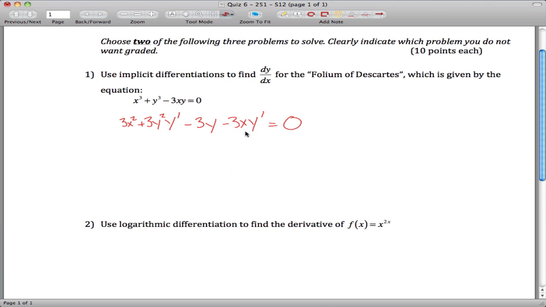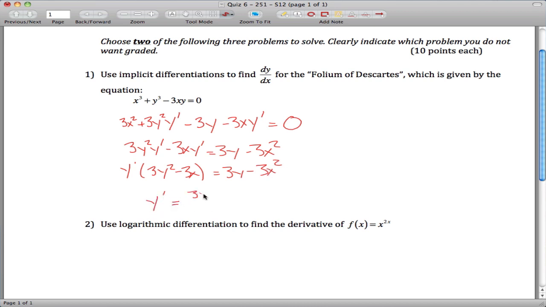We got 2 y primes here, so let's get them all on the same side of the equation. Maybe we'll leave this term where it is. Add 3y to both sides, and then subtract 3x squared from both sides to get to here. Now if you factor out a y prime, you get 3y squared minus 3x equals 3y minus 3x squared. So you get y prime is equal to 3y minus 3x squared divided by 3y squared minus 3x.